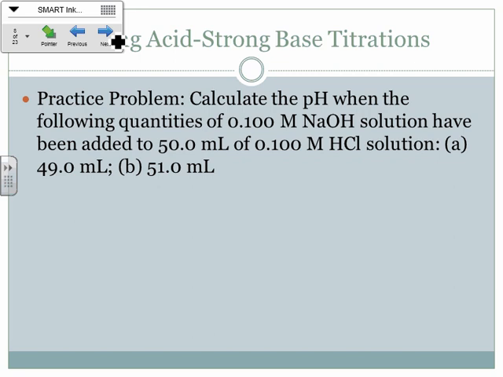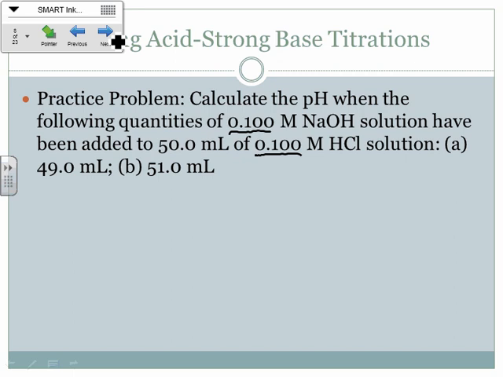Calculate the pH when the following quantities of 0.1 molar NaOH have been added to 50 milliliters of 0.1 molar HCl solution. So 49.0 milliliters and then 51.0 milliliters. All right, so when we've added 49.0 milliliters, now notice these two concentrations are the same, right? Okay, so when I've added 49 milliliters, where am I in this titration? What stage am I at here? Just before the equivalence point.